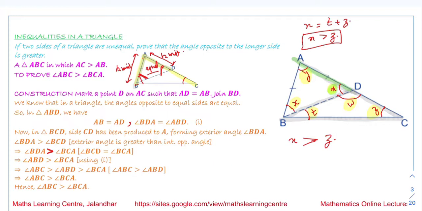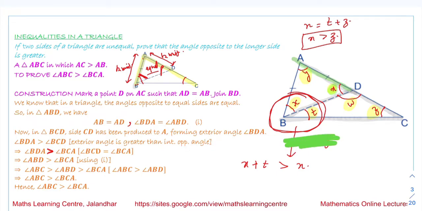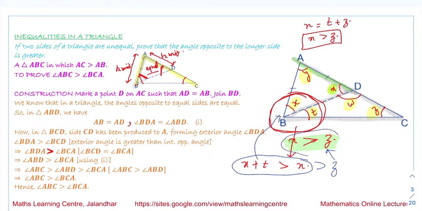Now the second thing is that if we look at the angle at this point, this whole angle is X plus T. T is some positive number, it is the value of the angle. So this value will be greater than X. This is an obvious thing. X plus T will be greater than X. And from this result, we have already seen that X is greater than Z.